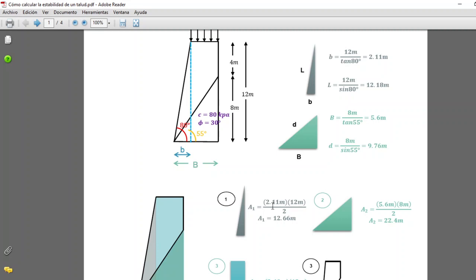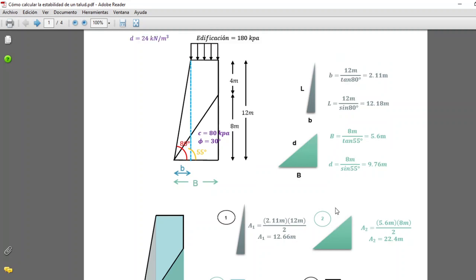For area 1, we need to multiply B, 2.11 meters, by 12, and then divide, obviously, by two, and we have 12.66 square meters.